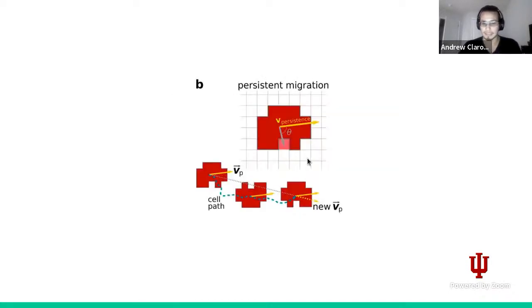And that is combined with the persistent migration. So if the cell is already moving in one direction, it will continue going in that direction, but it's getting pulled by the force of the chemotaxis. So that's what's being shown here, where this is the angle of persistent migration, whereas the chemotaxis event is actually pulling it down this direction to the point where the persistent migration and the chemotaxis get closely aligned over time.